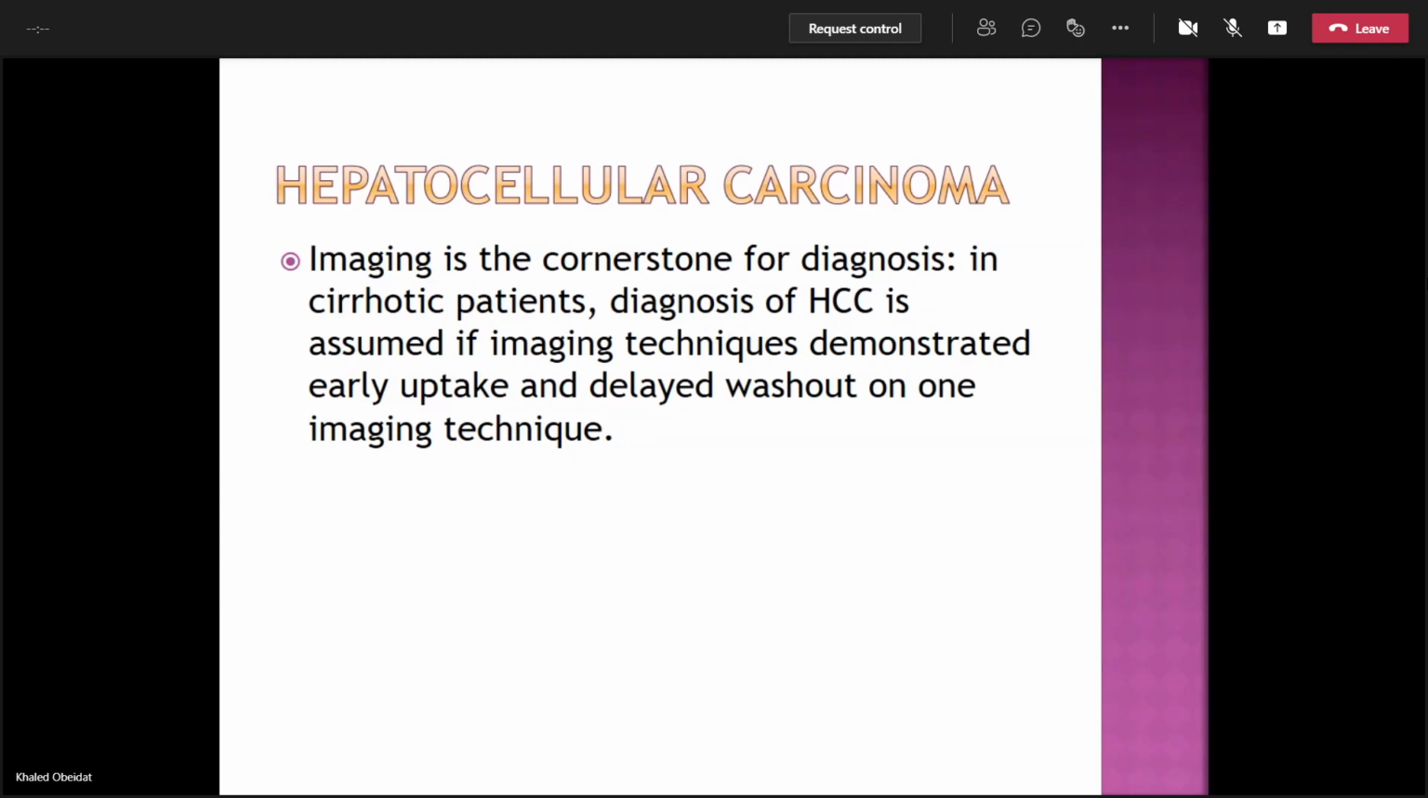And why does this happen? Because the blood supply of the hepatocellular carcinoma is mainly from the hepatic artery, so the contrast will reach it early with the arterial system, and then when the contrast reaches the portal venous phase, the contrast will be washed from the tumor, and the surrounding liver will enhance compared to the tumor.